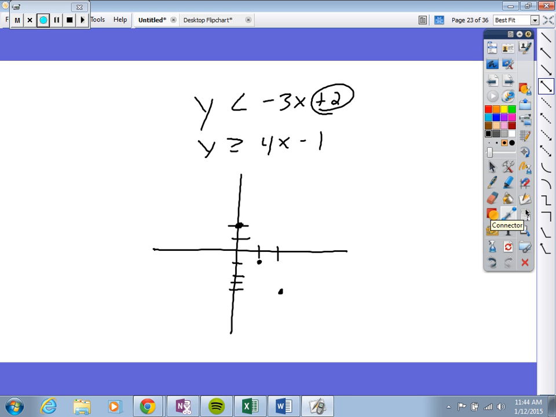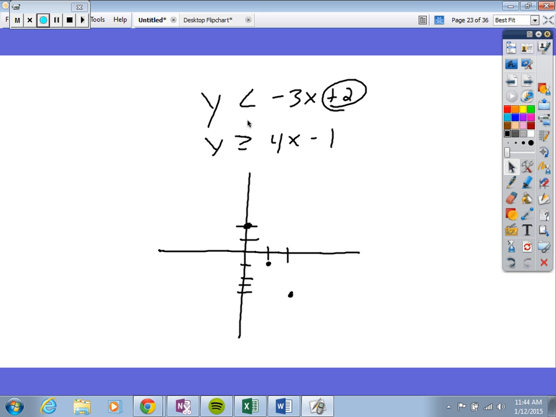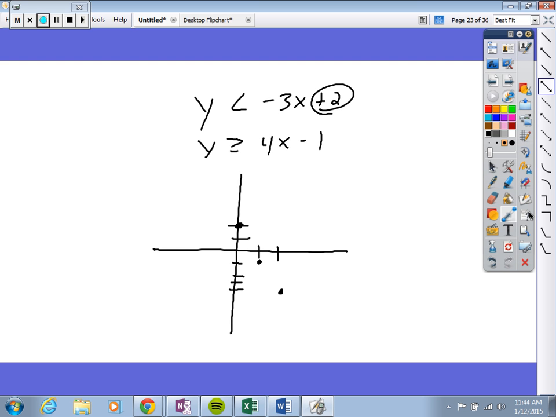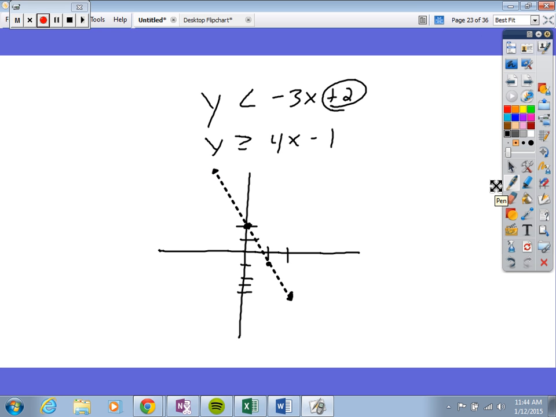Now, you'll notice that this first equation is y is less than. The less than tells me it should be a dotted line due to the fact that it's not less than or equal to. If it had been less than or equal to, it would have been a solid line. But since it is less than, it is a dotted line. All right, so now let's graph my second equation.